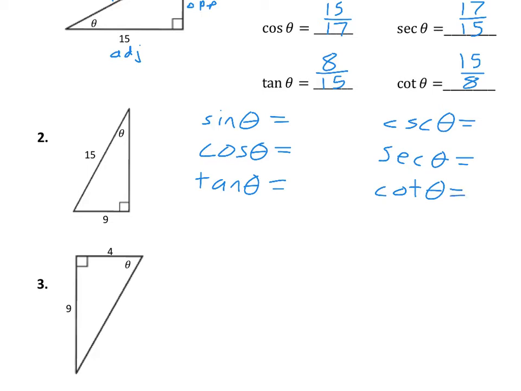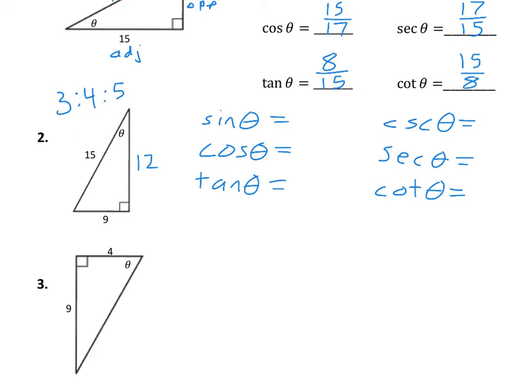Alright, so this is a Pythagorean triple. This is a 3, 4, 5 triangle, but with every number multiplied by 3. So this is a 3, 4, 5 with all the numbers multiplied by 3. So 3 times 3 is 9, 4 times 3 is 12, and 5 times 3 is 15.